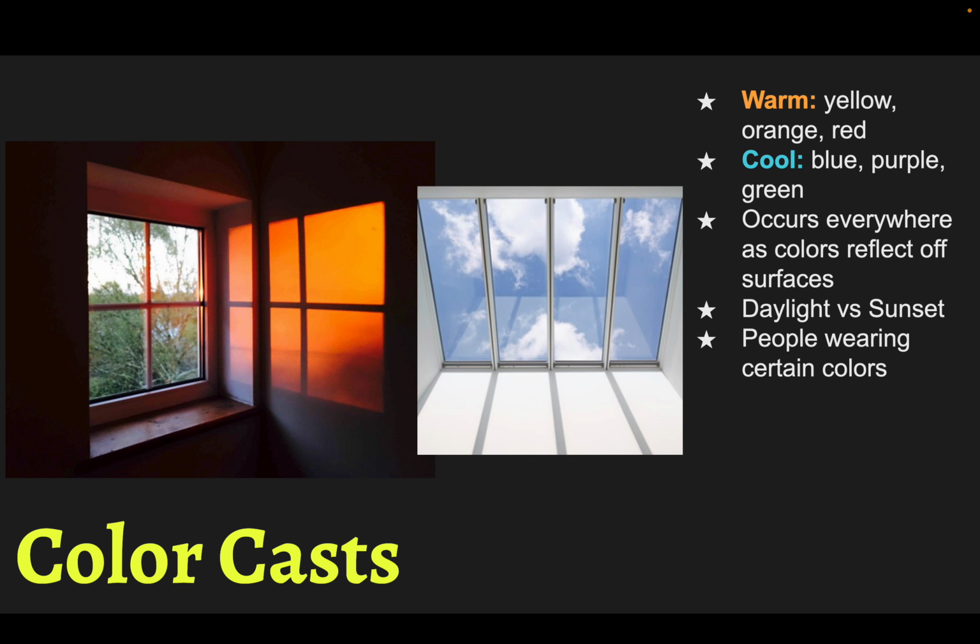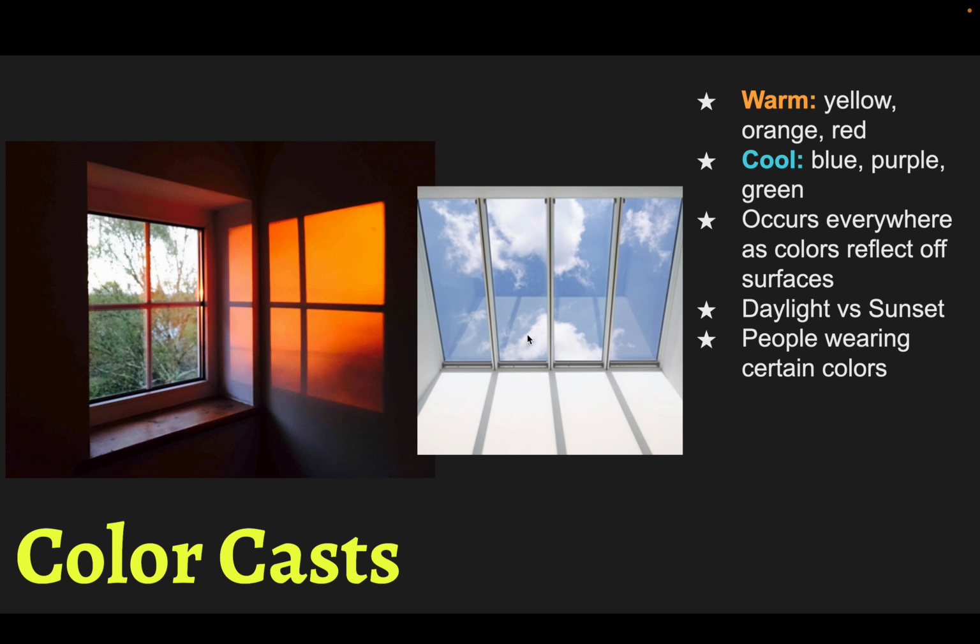A good example is when you're outside looking at the sky, looking at the sun, and how those different color casts of the yellow orange sun are different from the cool blue sky. So in this photo right here, you can see this is around golden hour, right? The sun is setting. We can see that really bright orange color coming through and how that affects the space.